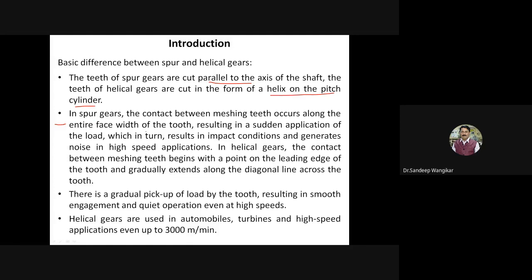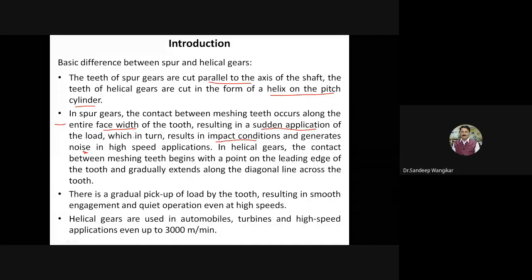First, line contact is there along the face width, and due to this line contact, it is resulting in sudden applied load. There are different types of load: gradual applied load, sudden applied load, and impact conditioning load. Due to the sudden application of load, impact conditions happen, and this will increase the noise and vibration at high speed. This is the limitation of spur gear also. We cannot use the spur gear at higher applications.